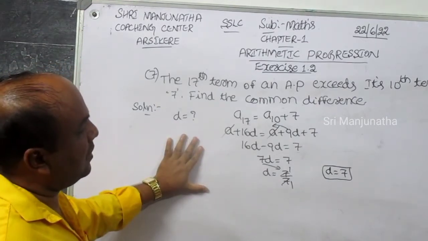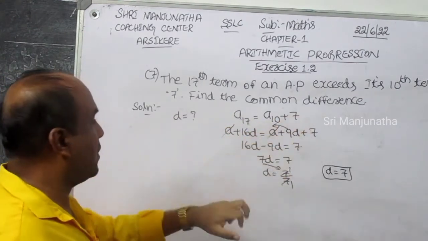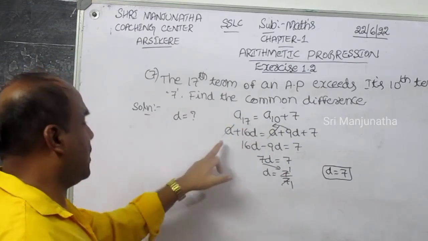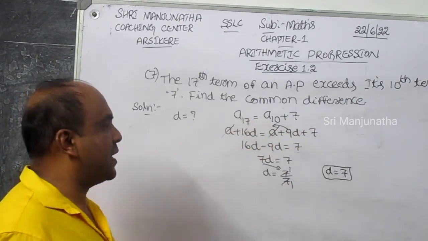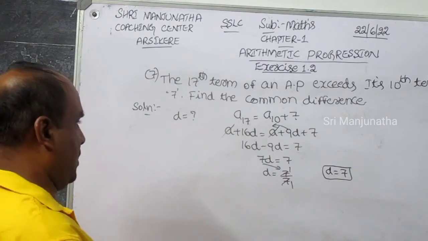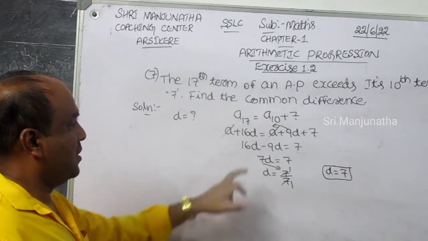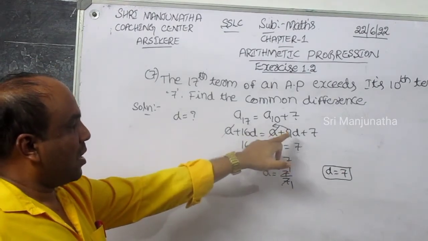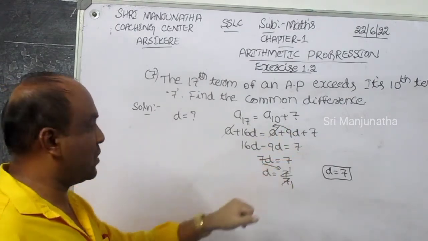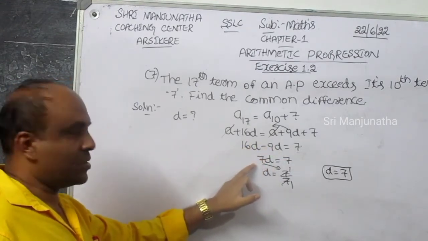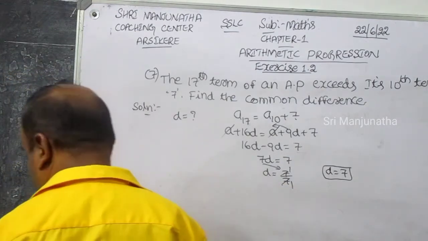Okay, I have to explain once again. A17 is equal to A10 plus 7. A17 is written in the form of A plus 16D, and similarly A10 is written in the form of A plus 9D, plus 7. The same terms on either side with a common sign will cancel. A cancelled. 16D plus 9D comes from the right hand side to the left hand side, the sign changes: minus 9D is equal to 7. 16D minus 9D is 7D, equal to 7. Cross multiplying 7 by 7, we get D is equal to 1.